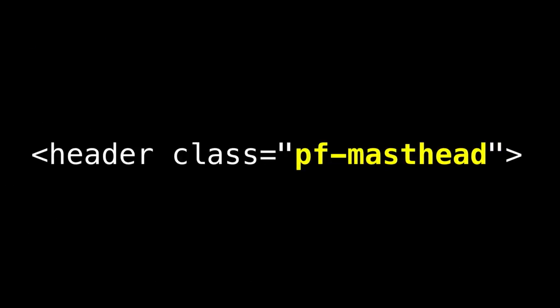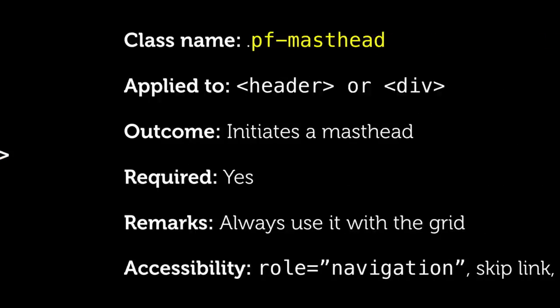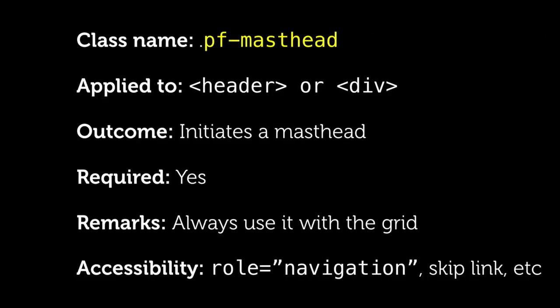So for example, this class here, PF masthead, it should be applied to a header or to a nav or to a div. It initiates the masthead, and it is required. Also, you should always use it with the grid, and the accessibility notes, they are far larger than that, but you must use a role, you should add a skip link, ARIA tags, etc.